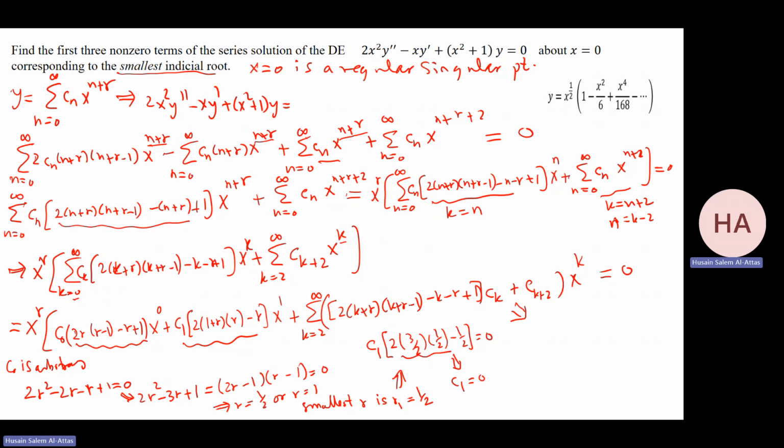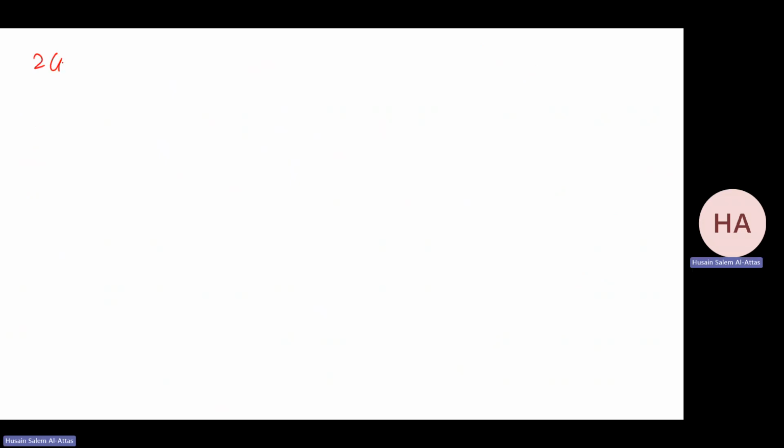And from here, I'm getting the recurrence relation. So I have C(K plus 2) will be minus all of this, with r equal half. Let me take it to the next page. I have 2(K plus r)(K plus r minus 1) minus (K plus r) plus 1, all of this times CK, plus C(K plus 2), which is equal to 0.